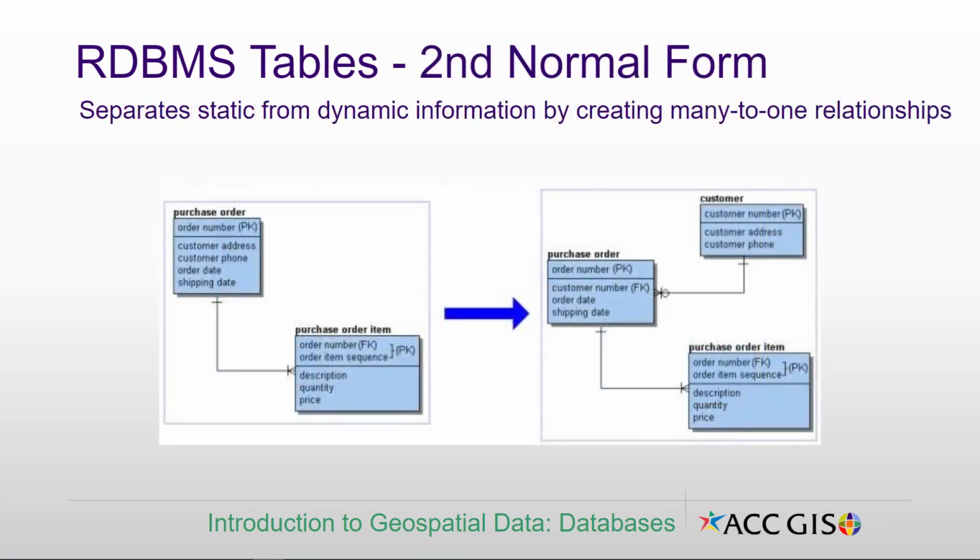The second normal form is when we separate static from dynamic information by creating many-to-one relationships. So in our first normal form table that's on the left, we see we have the purchase order table and the purchase order item table that are related by the order number. But some of this data is pretty static. For example, the customer information might not change for years, so that we can split that data out in the second normal form. And now we have 3 different tables. We have the purchase order item, and now we have the customer table. And so the customer table is pretty static and doesn't change as much. So we don't have to really get into that table very often. It's the purchase order and the purchase order item table where we're going to see a lot of transactions.